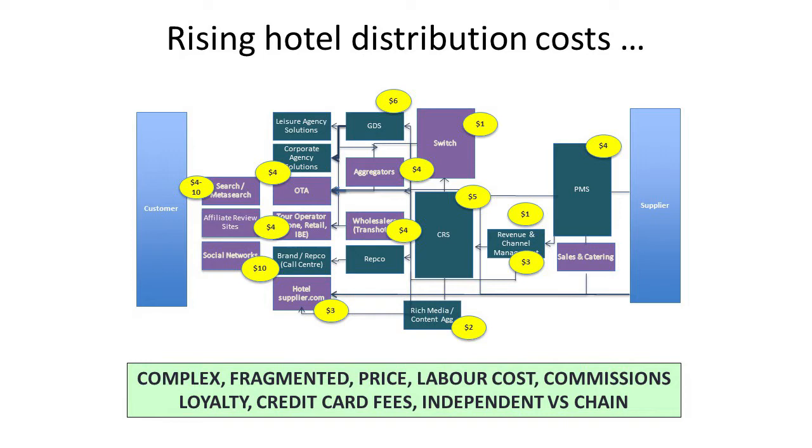Next to that, we have CRS, we have Switch. So we have all of the systems and the intermediaries in between: global distribution systems, aggregators, we have our OTAs, we have wholesalers, representation companies, we have our own CRO and voice.